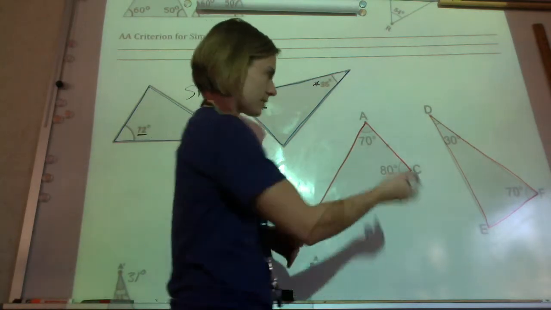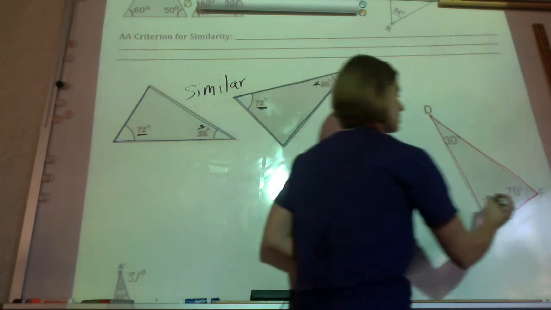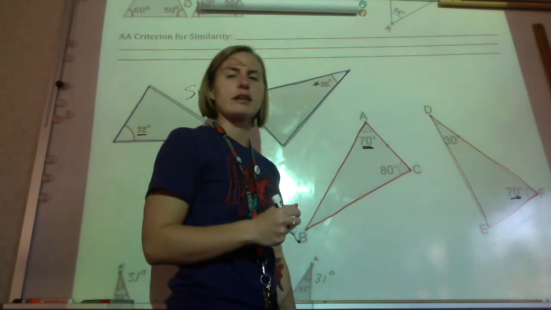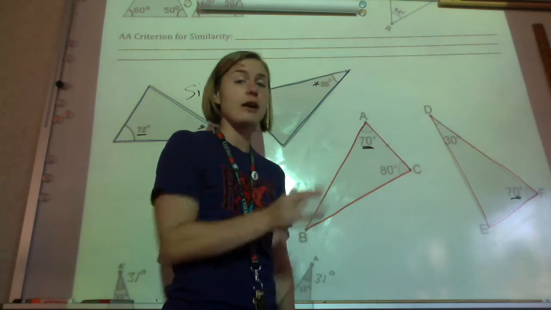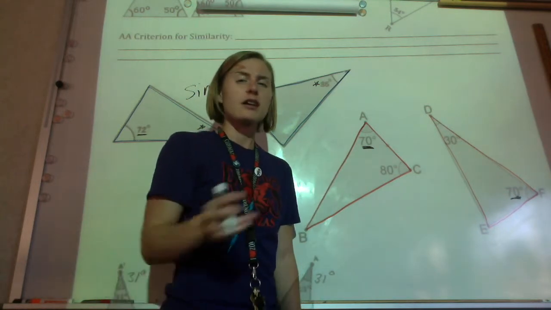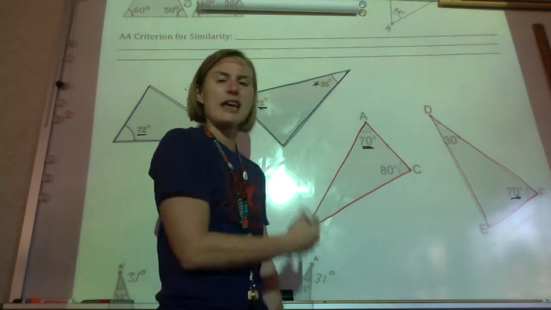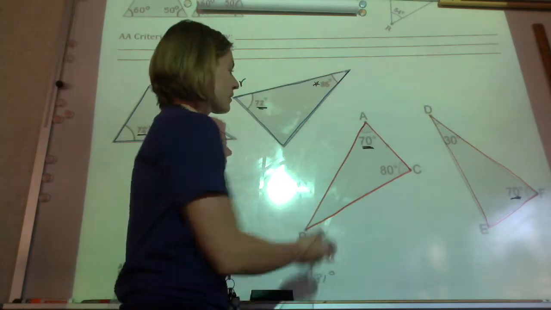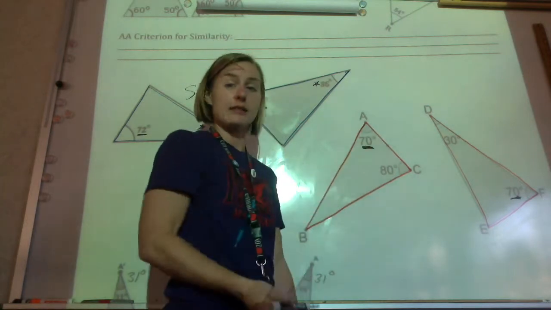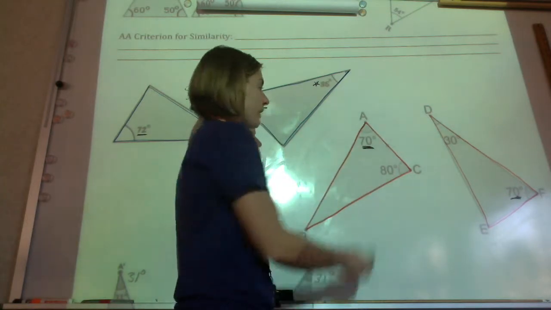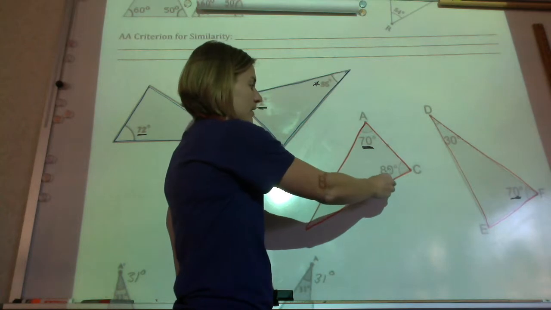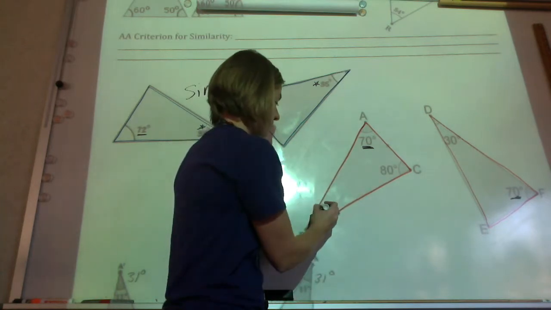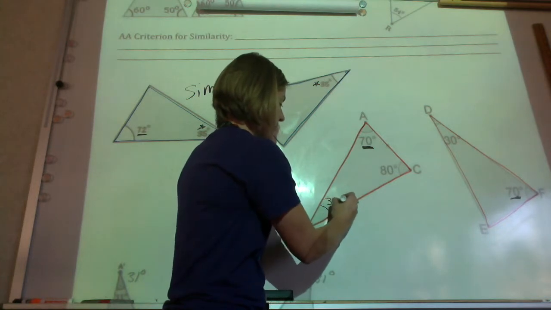Now let's take a look at these ones over here that I've color-coded red. So we have two 70s, awesome, we're halfway, but then we have an 80 and a 30. And I know most of you are going to want to jump and say, okay, well then they're not similar. But let's take a look at what the missing angle is, just in case. So we know from last unit that the interior angles of a triangle add up to 180. So if we have 70 here, 80 here, what's missing to make up that 180 is 30. So this angle needs to be 30.